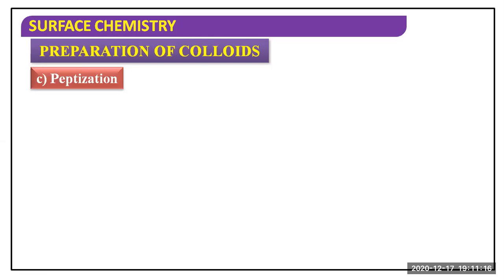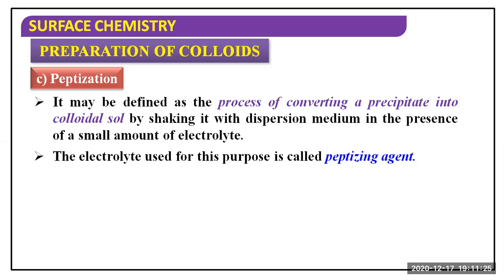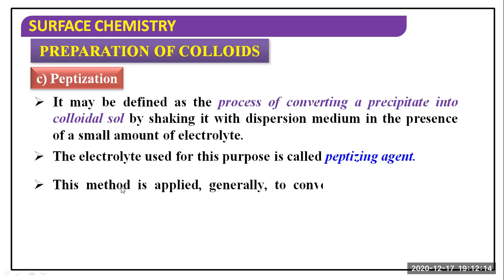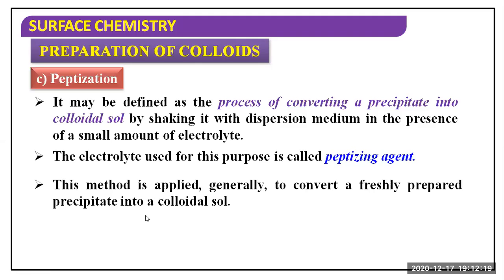Peptization. Another method for the preparation of colloids is peptization. It may be defined as the process of converting a precipitate into colloidal sol by shaking it with dispersion medium in presence of a small amount of electrolyte. Like freshly prepared precipitate, if we shake it with water or dispersion medium, it will be dispersed in the dispersion medium and form colloids. The electrolyte used for this purpose is called the peptizing agent. This method is applied generally to convert freshly prepared precipitate into colloidal solution.